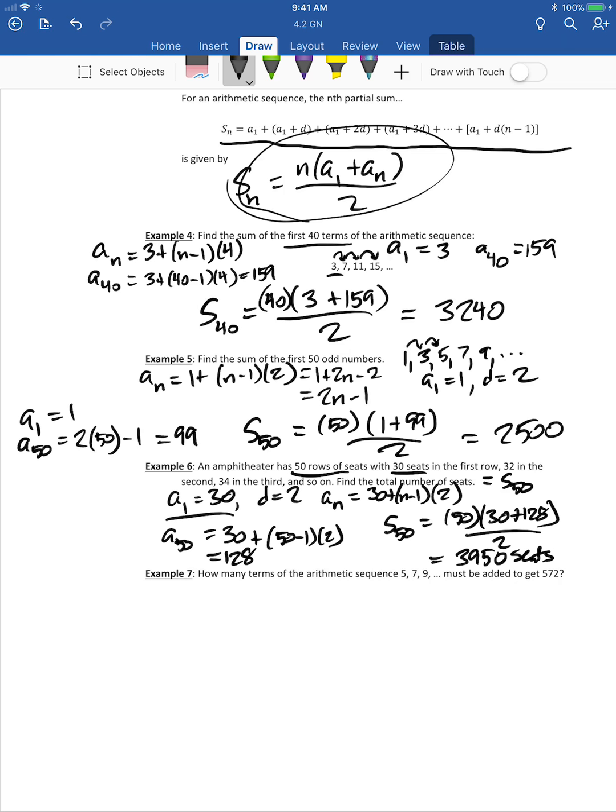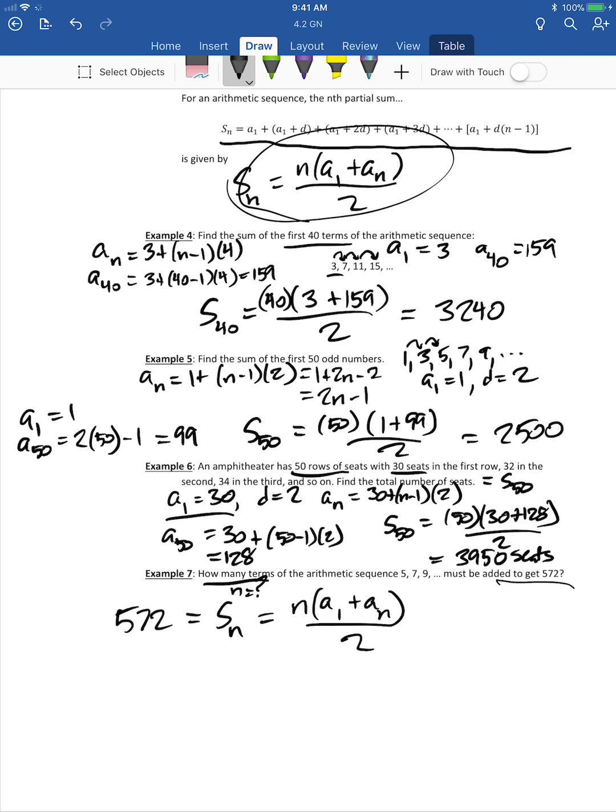Let's answer one last question. This is a fun one because it requires us to actually think. I love it. Our total is 572. Total means that's our sum, that's our partial sum. So 572 equals some partial sum. I want to know how many terms. So I don't know what n is. I just know it's the nth partial sum. And that's going to be n times a1 plus an all over 2.